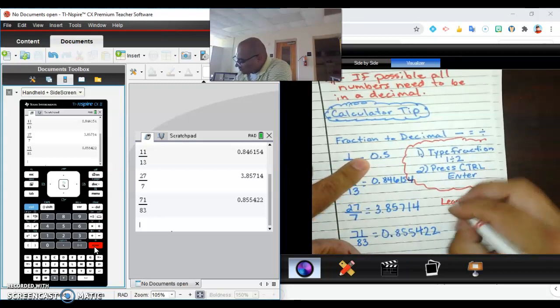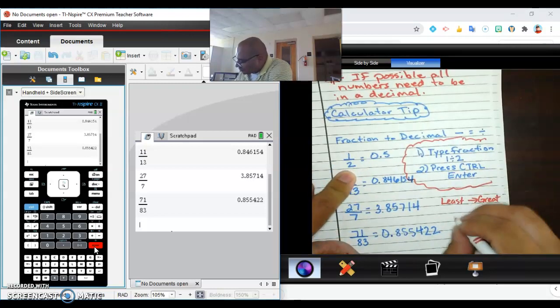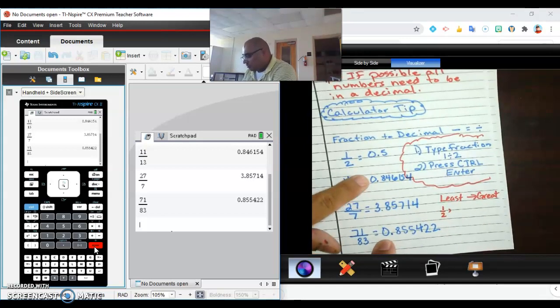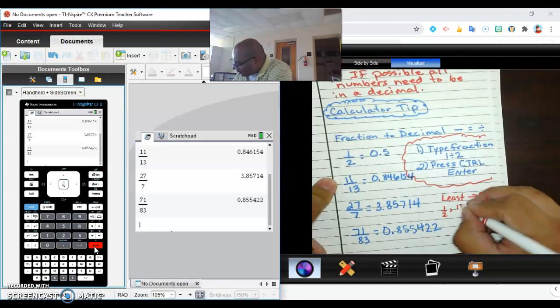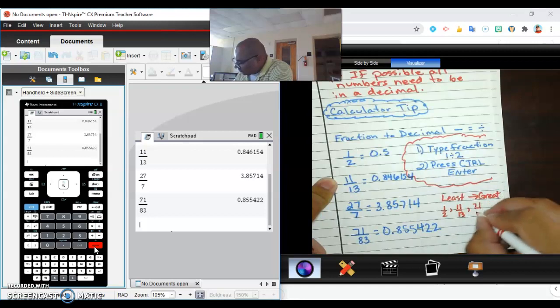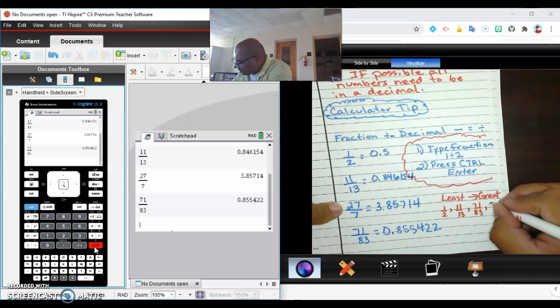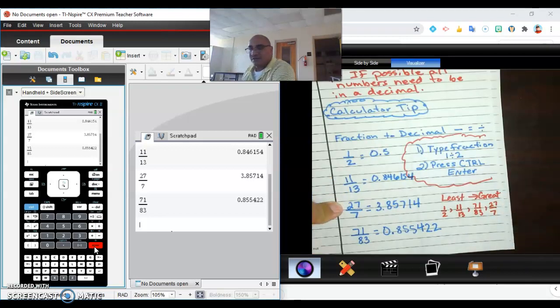And again, these are all positive, so knowing that 0.5 is my smallest, I'm going to put 1/2. For my next smallest number, I'm going to look at these 2. Well, 0 and 0 are the same. 8 and 8 are the same. But then I have 5 and 4. Between these 2, the 4 is smaller. So I am going to write 11 over 13 as my next smallest, then 71 over 83 is my next smallest. And my largest number is 27 over 7.